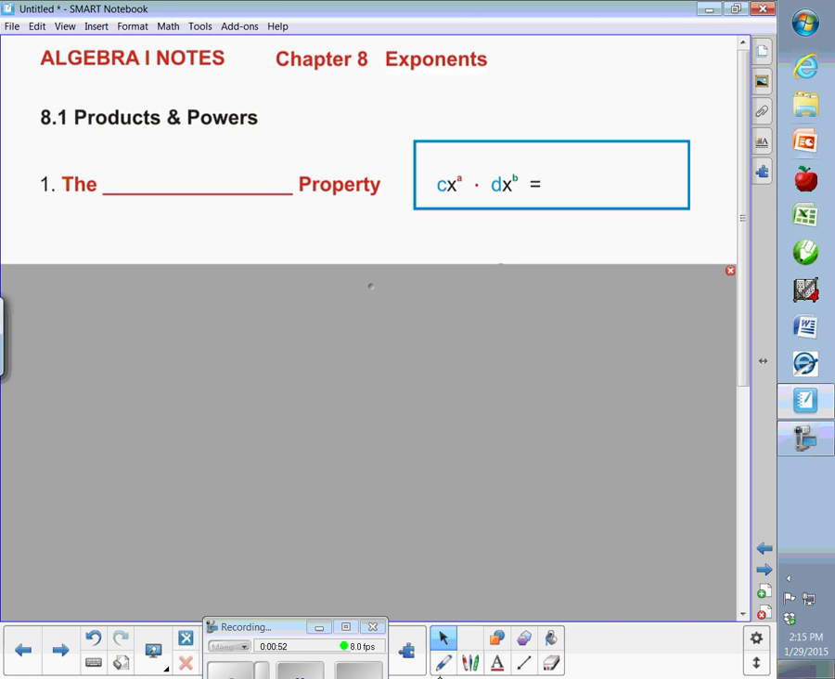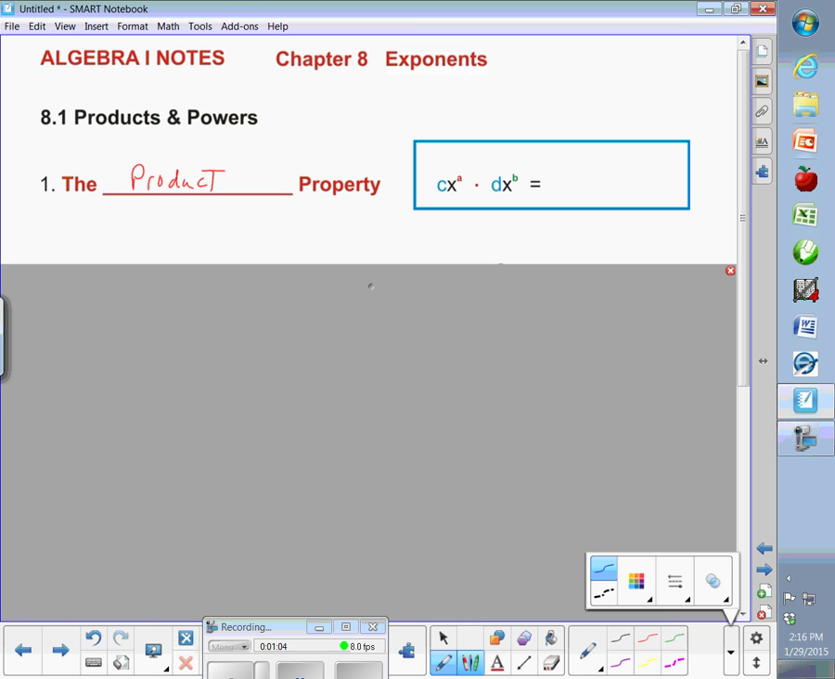All right, let's open up this way. So we're going to start with the product property. Now we've had the basic form already. This is a little bit more intricate form. It's got coefficients. So the C here is a coefficient. It might be a 3. And the D here is a coefficient. It might be a 2. So it'd be something like 3x to the A times 2x to the B. All right, so the C and D are coefficients.